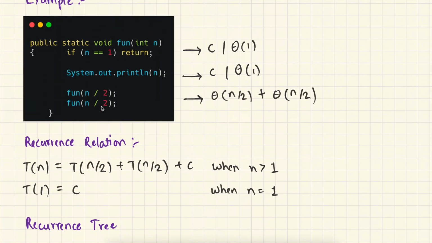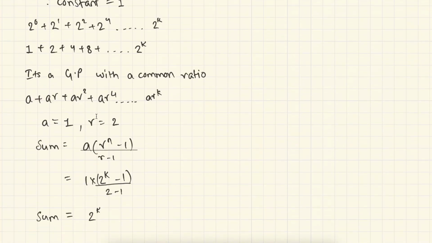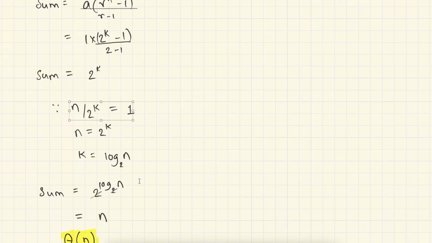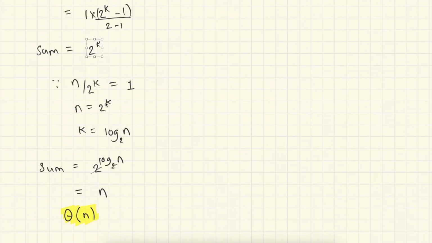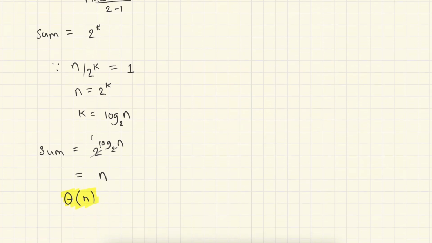Why 1? Because we are dividing n by 2, and the smallest value we get when we divide a number by 2 is 1, obviously, right? So the value of n divided by 2 to the power k is going to be 1, and when we solve this we get the value of k as log base 2 of n. So when we substitute the value of k into this sum, we get 2 to the power log base 2 of n.